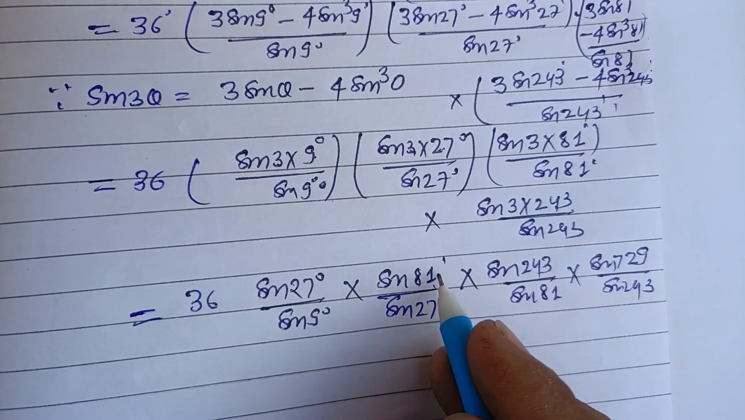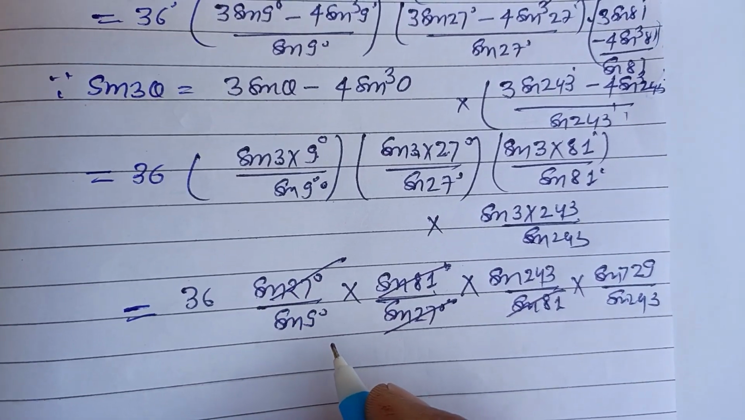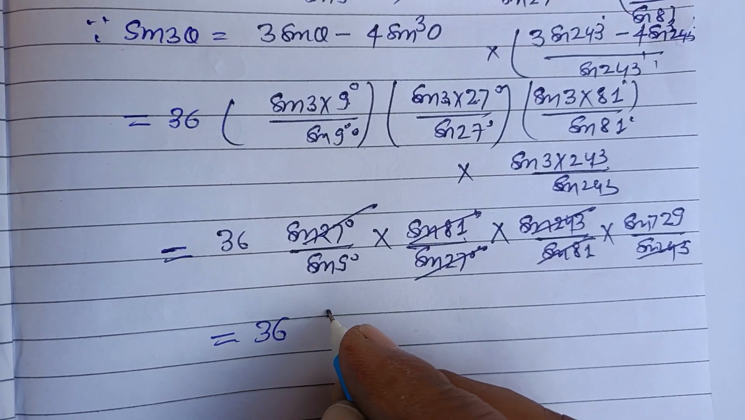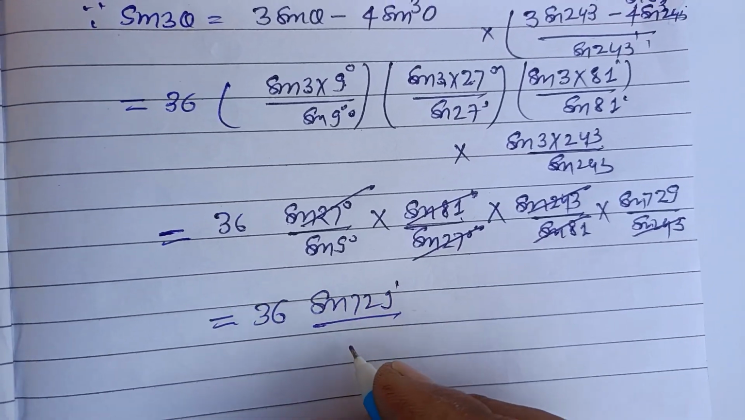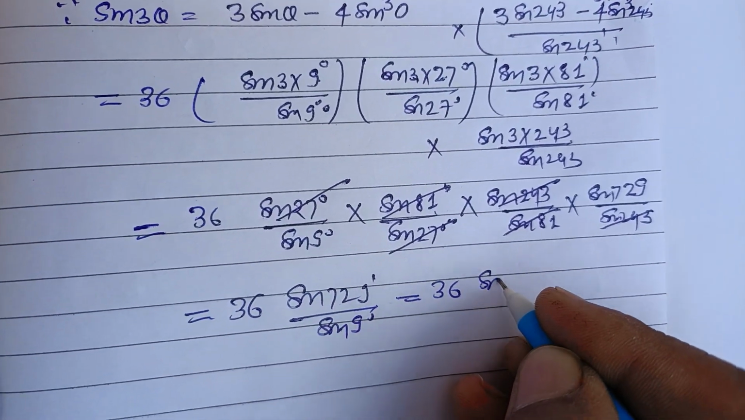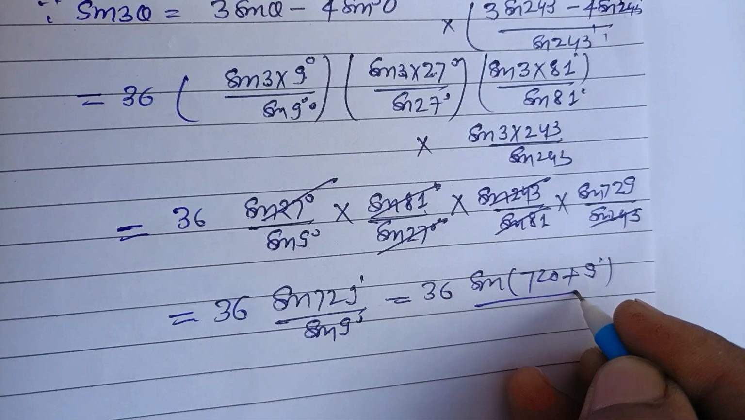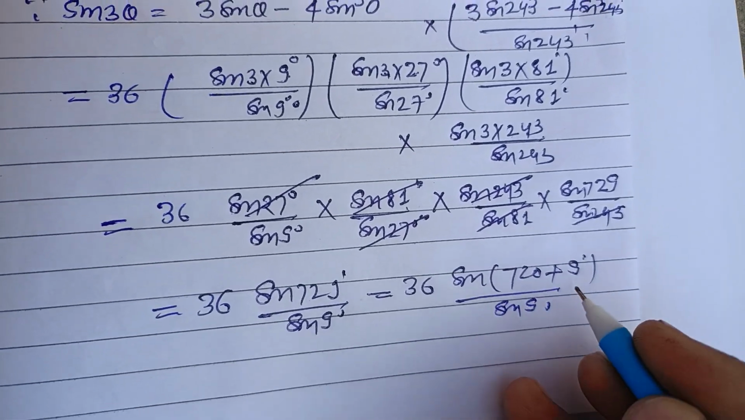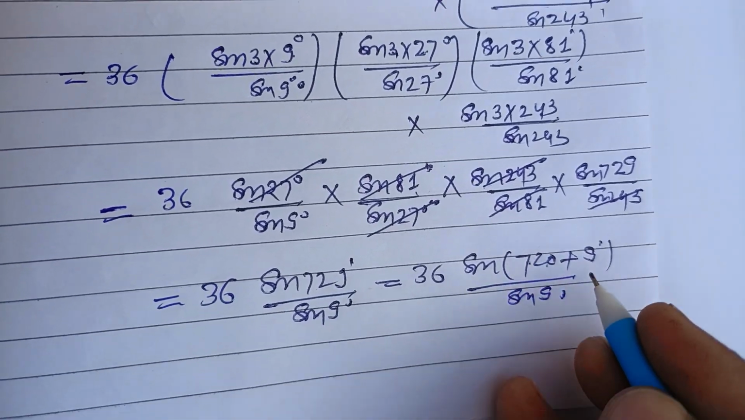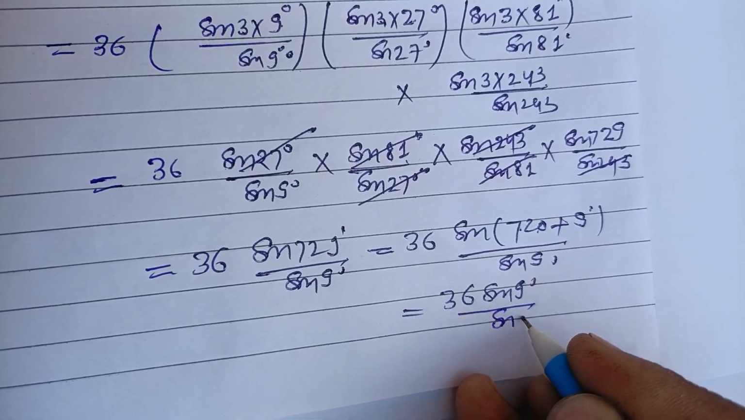So sin 81° and sin 81° cancel, sin 27° and sin 27° cancel, sin 243° and sin 243° cancel. We got 36 into sin 729° upon sin 9°. And this can be written as sin(720° plus 9°) upon sin 9°. Sin 720° becomes 0 because it is 360 into 2. So this becomes 36 sin 9° over sin 9°.